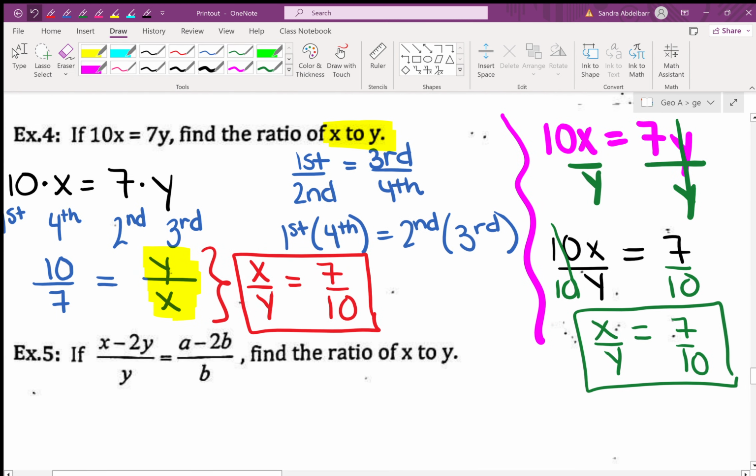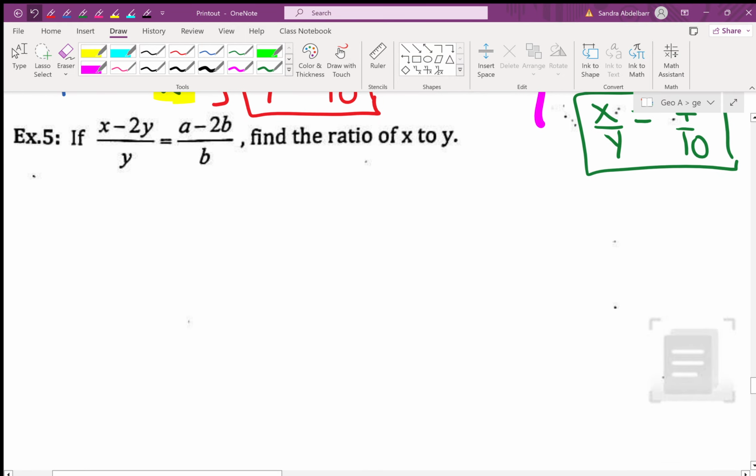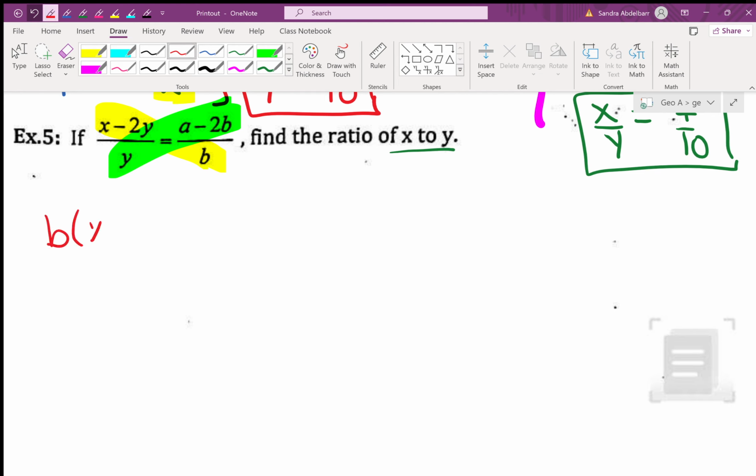All right, let's do one that's a little bit more difficult. So now I'm giving you a proportion, but this proportion's a little bit complicated because I have x and y's and a's and b's, and I'm asking you to find the ratio of just x to y. So in this scenario, I want you to start off by cross multiplying and see where we go from there. So when we cross multiply, I'm going to get b times the quantity of x minus 2y. Make sure you use your parentheses. Equals y times the quantity of a minus 2b.